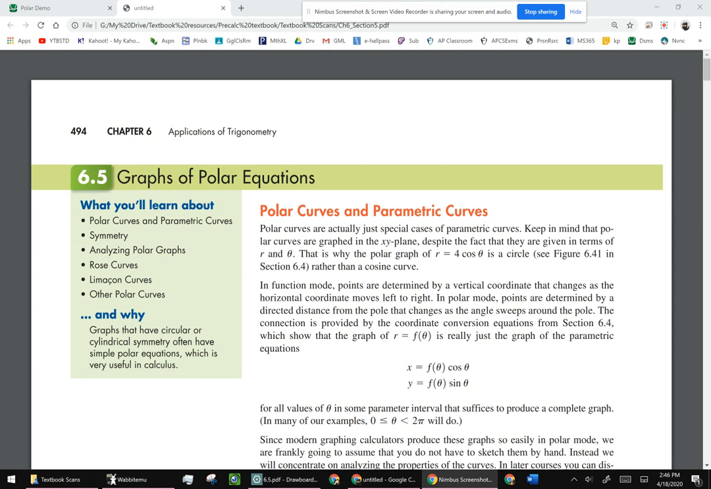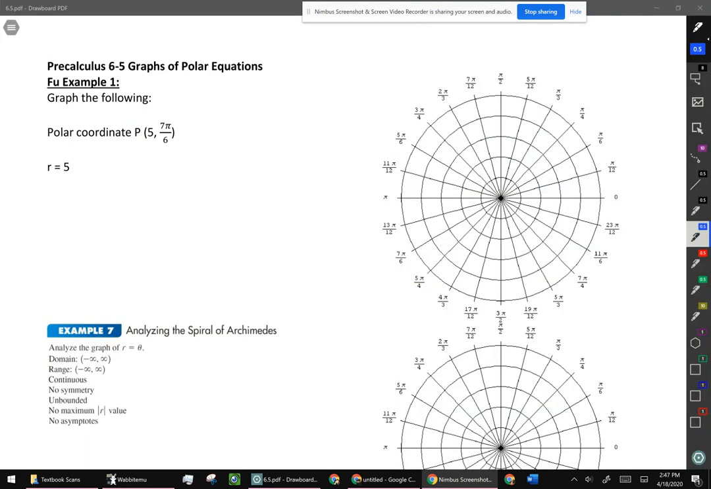Let's get started with a warm-up example that I've thrown in. This section is dealing heavy with graphs, so we got a lot of polar graphs here to do. First example is a polar coordinate with a radius of 5 and a directed angle of 7 pi over 6.